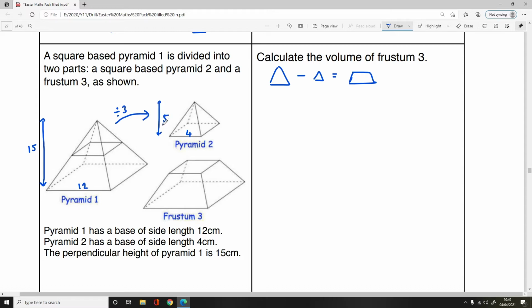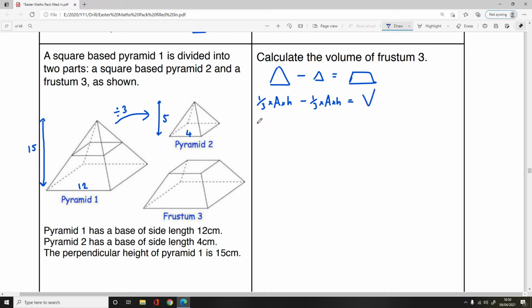I think we can actually avoid using scale factors. Excellent. Because what we can do is we can just use the formula for the volume of a pyramid, which is a third times the base area times the height. So we're going to do that for both pyramids. And we're going to get the volume that we need.